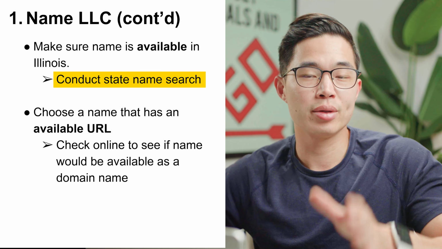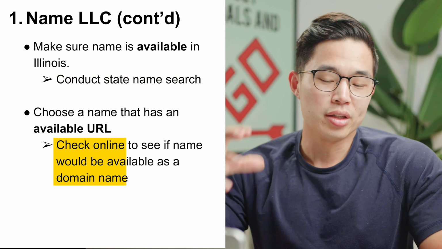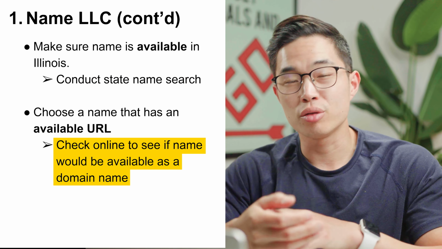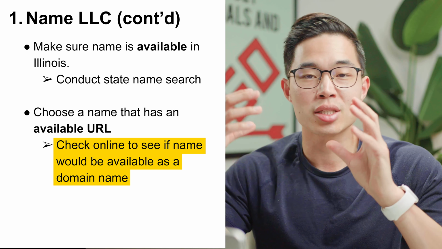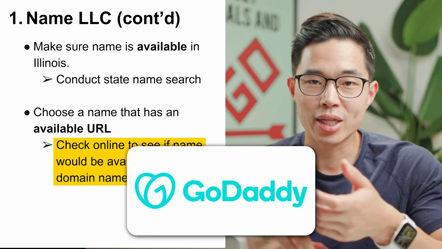What I recommend you guys do is conduct a state name search. We'll leave a link to that down below in the description. And then another thing to consider is whatever name you choose, if you want to make a website, you want to check to see if that custom domain is available. You guys can use any platform, Namecheap, GoDaddy, it really does not matter.